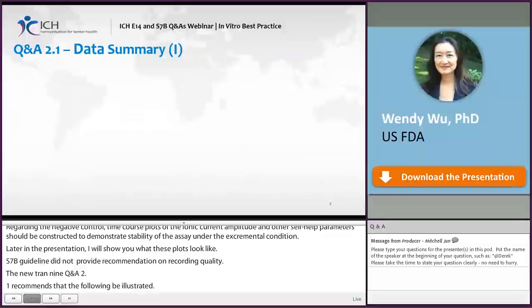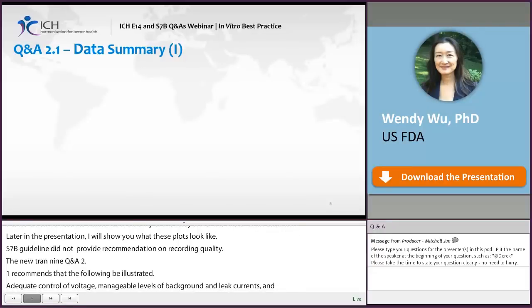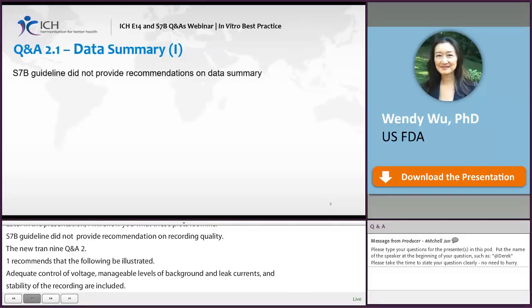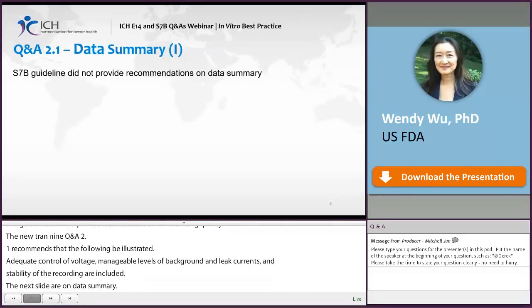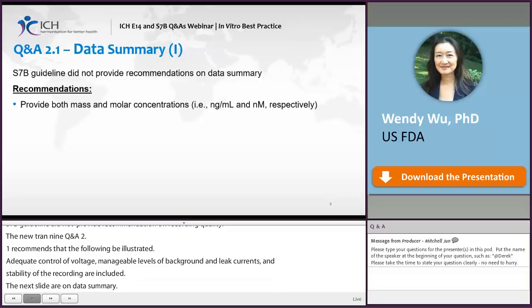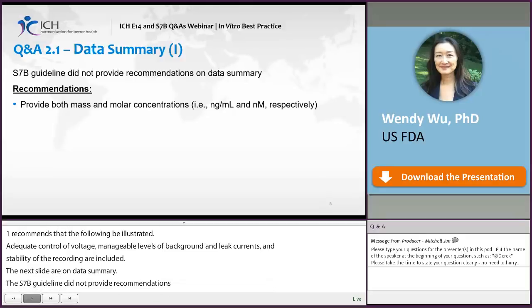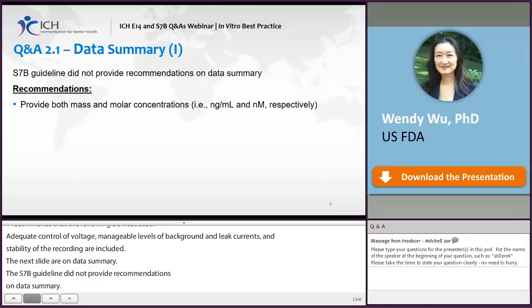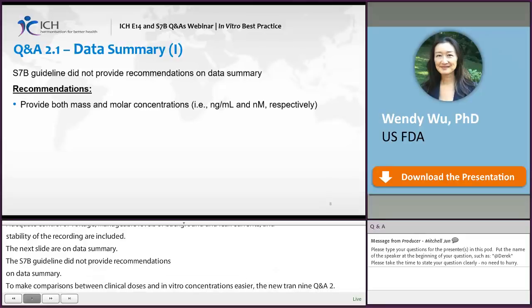The next few slides are on data summary. The S7B guideline did not provide recommendations on data summary in the non-clinical study report. To make comparisons between clinical doses and in vitro concentrations easier, the new S7B Q&A 2.1 recommends providing both mass concentration and molar concentration in the non-clinical study report.